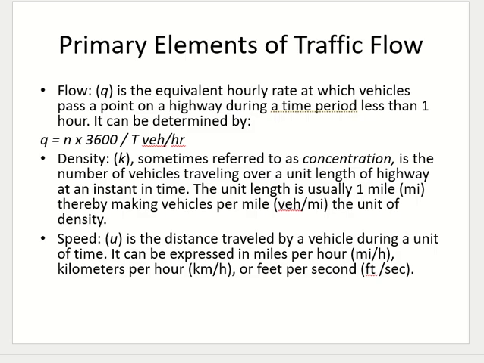this, the equation for flow, right? Where n is the number of vehicles you observe. Now how many vehicles do we have? 4 vehicles. So n is 4.